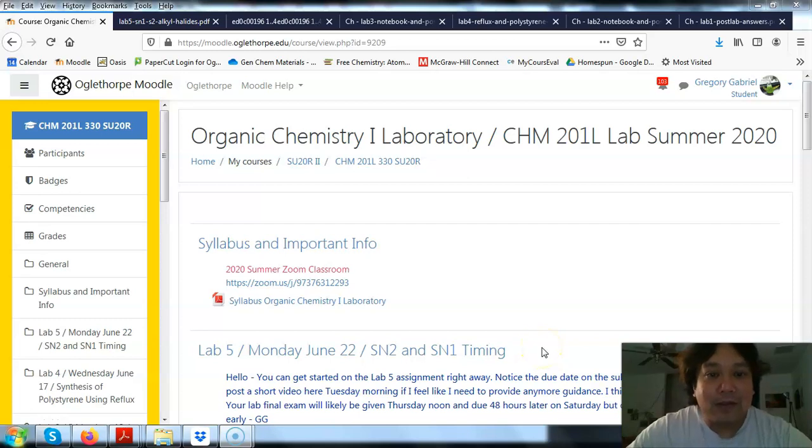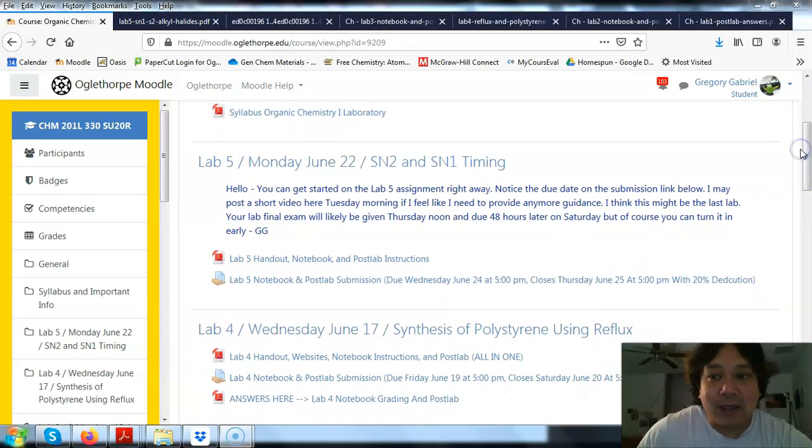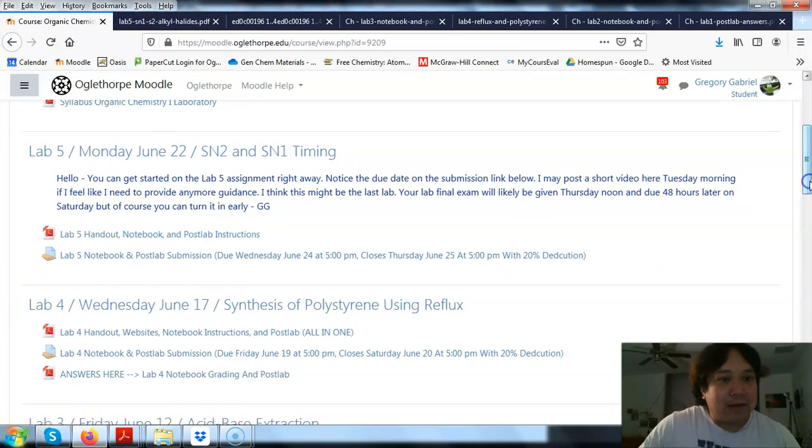Hello, this video is for students taking the laboratory, and what you all are working on now is Lab 5. Lab 5 deals with substitution reactions, and before I move on, let me maximize my screen a bit by getting rid of this tab on the left. Okay, good. Let's just look at the handout right away.